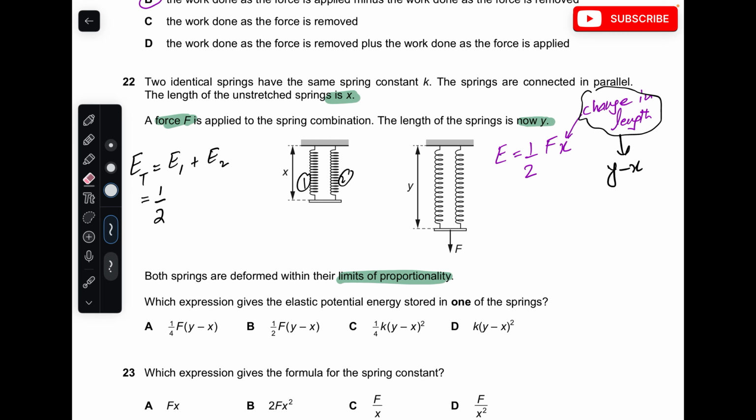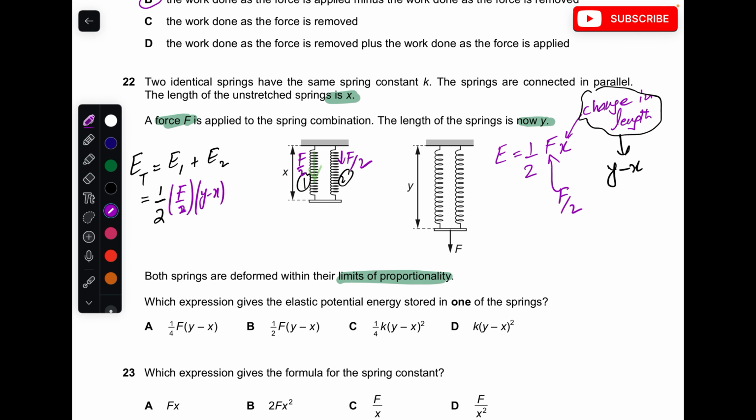The force is F that is applied on this. So this force is equally divided on them. So for spring 1, the force will be F by 2, and this will also have force F by 2. It will be equally divided. So this will be F by 2, and its extension is Y minus X.